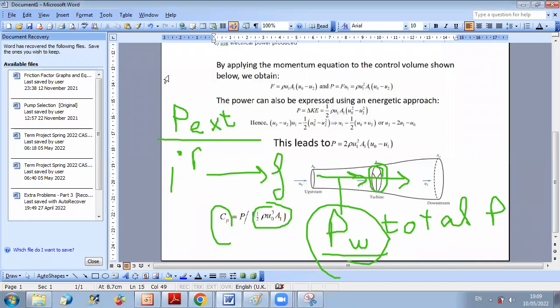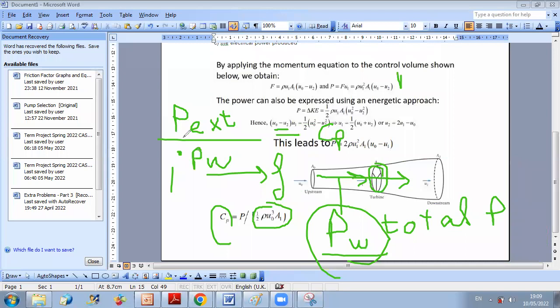P extracted over P wind is equal to Cp. So this is the coefficient of performance. The coefficient of performance of the turbine will tell you what is the percentage of the power present in the wind that you can extract using your turbine. So already you can say that the ratio of P extracted over P wind is Cp.